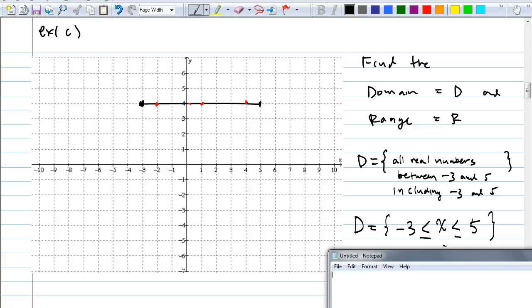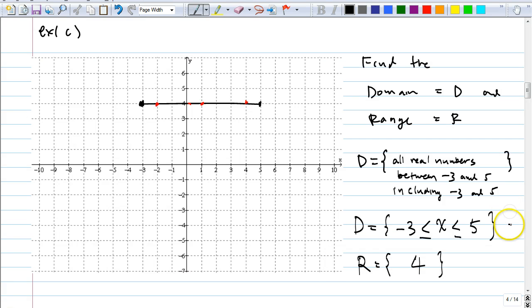Lisa? 4. This one just has one range, right? 4. Does it have any other range other than 4? No. That's the only range we have, right? Just look at every point on this line segment. The y value is always going to be 4, isn't that right? It has the same height. You can think about it that way. Are we okay? Do you guys get the idea in terms of what the domain and ranges are? Okay. Let's look at the next one.